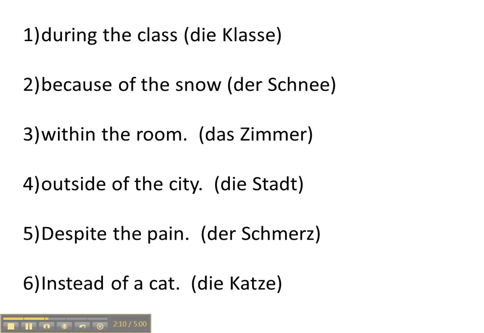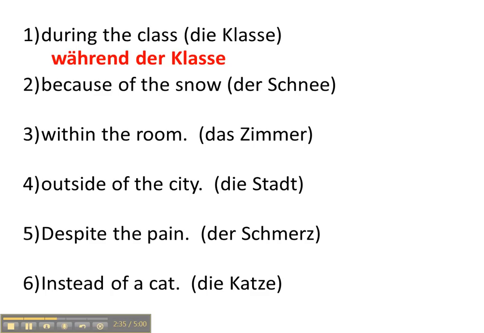Okay, so let's take a look at how this works in practice. If you have a prepositional phrase like during the class and you want to convert this to German, you're going to use während for the preposition, and since the noun is die Klasse, it's going to change to der. So during the class is während der Klasse auf Deutsch. Very simple, just keep those rules in mind.